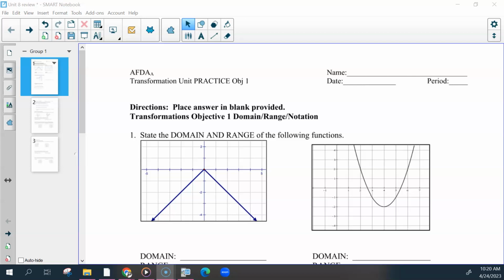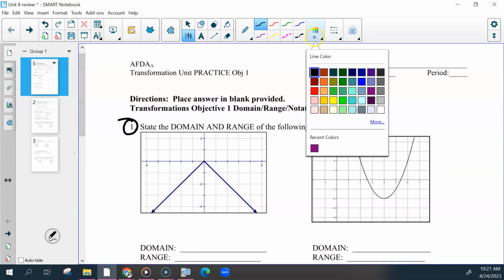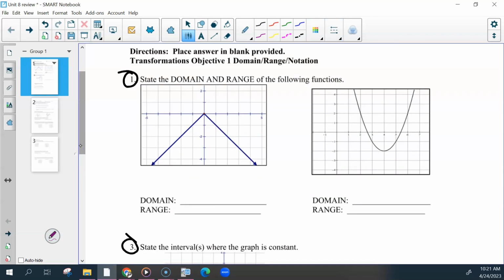Great. So your first objective was domain, range, interval notation. Do we have any questions on this page or this objective that we want to see, do, go over, have questions about? 1 and 3. One, and it's supposed to be number 2, is asking about domain and range.